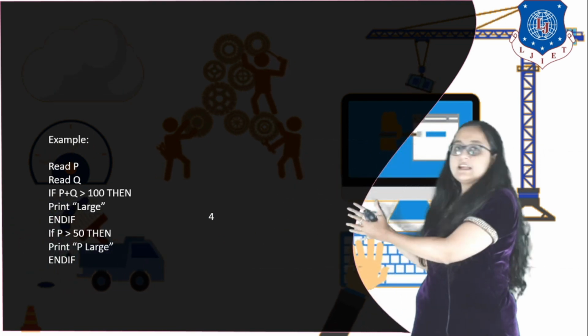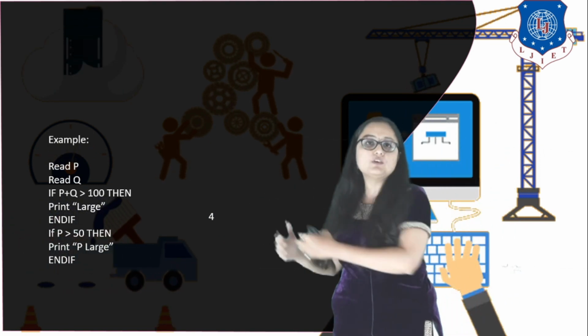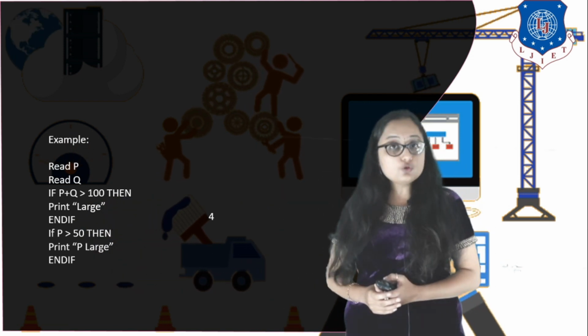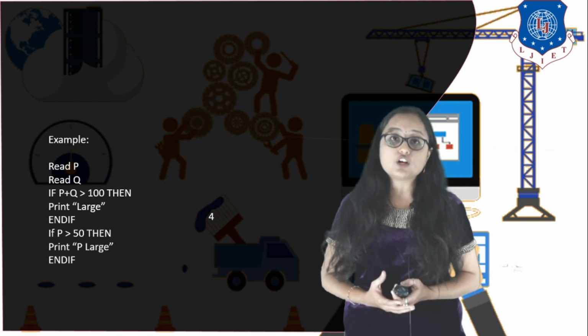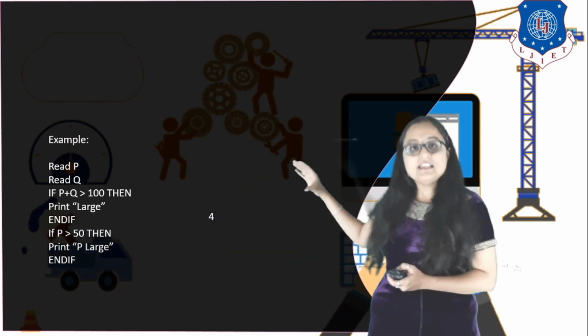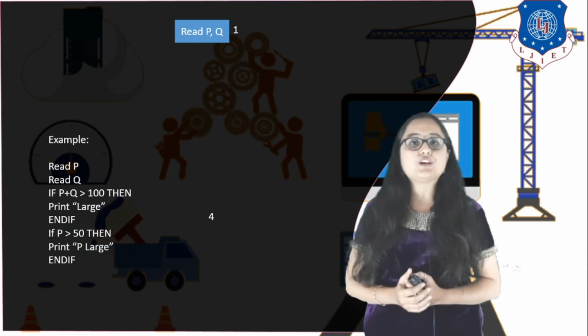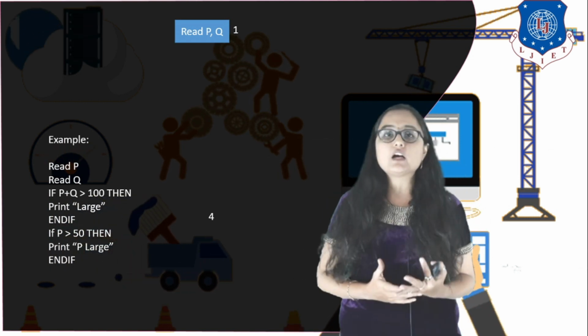So let us take one example. Here you can see I have a piece of code. For this particular pseudo code, I will construct a flow chart, right? So please look at this carefully. The first statement is read P and read Q.